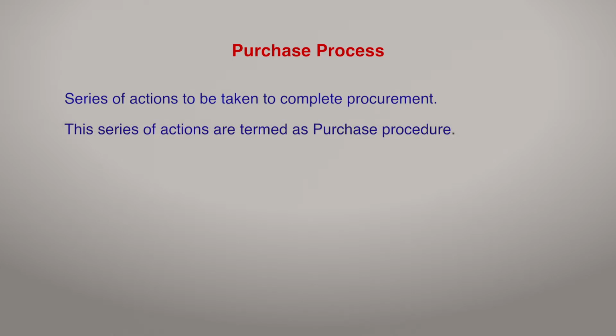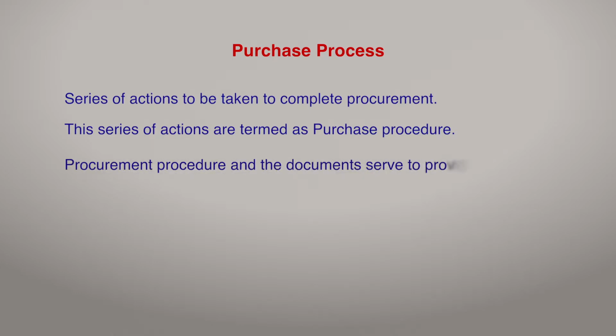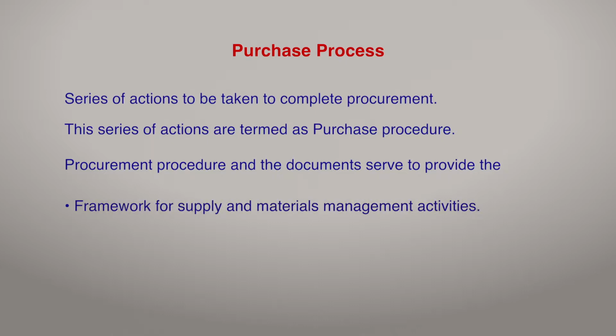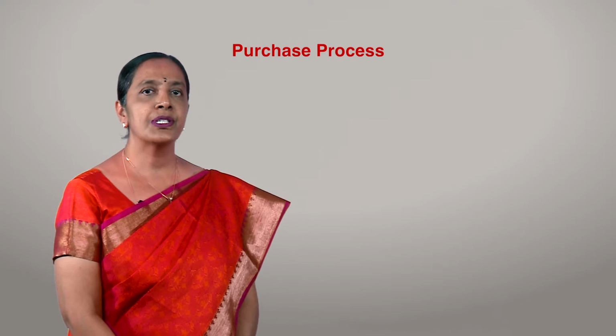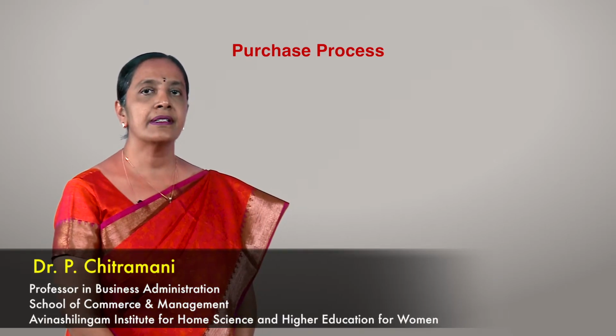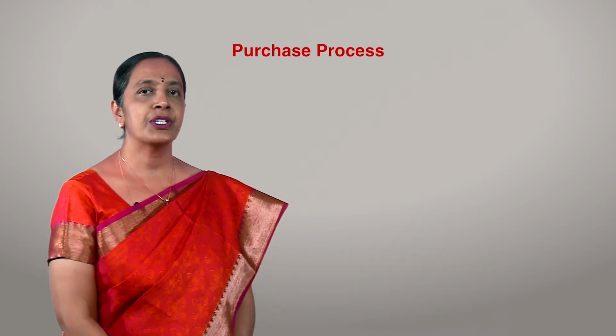Dear learners, in this lesson we will discuss the series of activities to be taken up to complete procurement. These series of actions are termed purchase procedures. Procurement procedures and documents serve to provide the framework for supply of materials and provide the means for processing information from various departments to complete the job on hand. Let us look at the basic operating procedures that integrate the activities into a complete purchasing cycle.